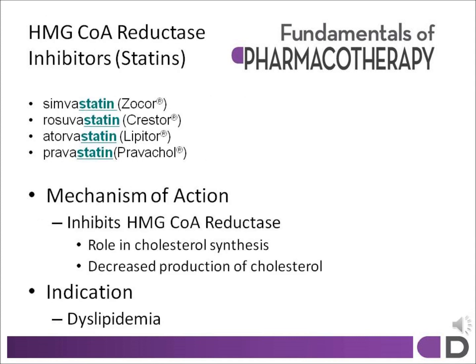The first and most important class of cholesterol-lowering medications are statins. As you can see, all of these medications end in the phrase statin. The most common statins used are simvastatin, rosuvastatin, atorvastatin, and pravastatin, but there are other statins available. Statins are also called HMG-CoA reductase inhibitors because of their mechanism of action. HMG-CoA reductase is an enzyme that plays a role in cholesterol synthesis, so by inhibiting this enzyme, statins work to decrease the production of cholesterol within the body.